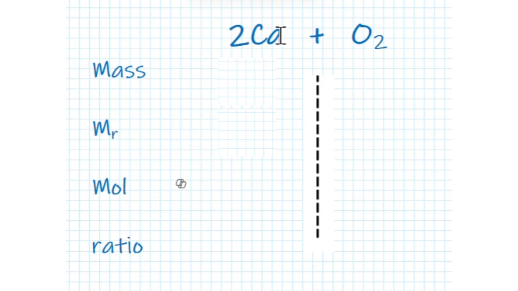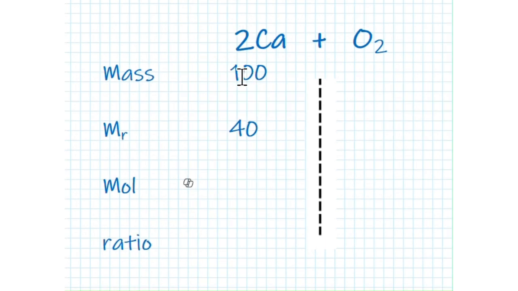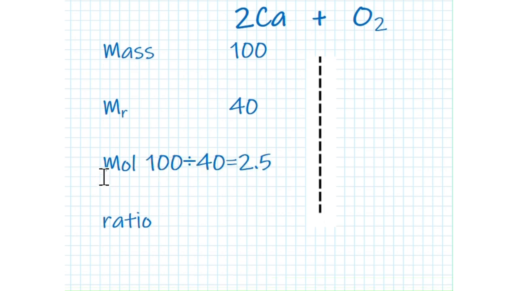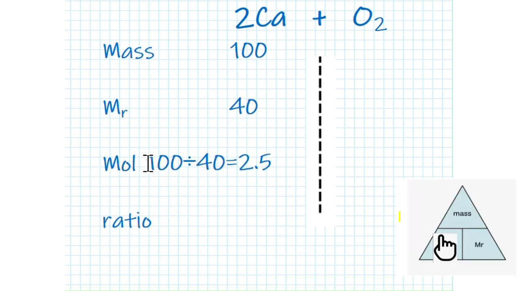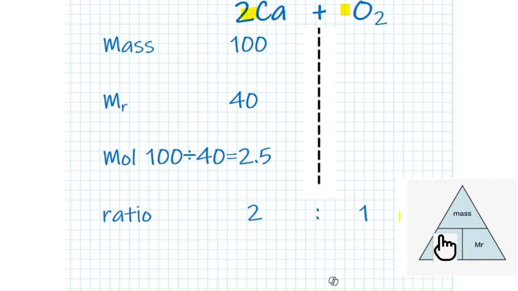So you put the two at the top, then down the side you put the mass, Mr, mole, ratio, and there's a reason for that order. And sub in the numbers from the question. 100 grams of calcium, the Mr for calcium is 40. Do not multiply it by 2, it's the pure Mr. Then using the Mr moles triangle, you're going to work out the moles of calcium, and that's 100 divided by 40, hence the order. That comes to 2.5.